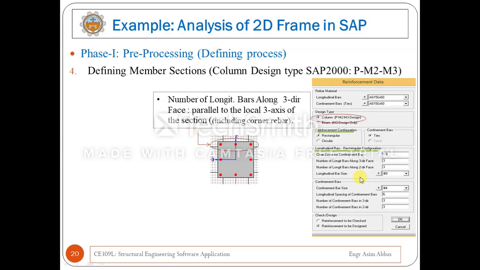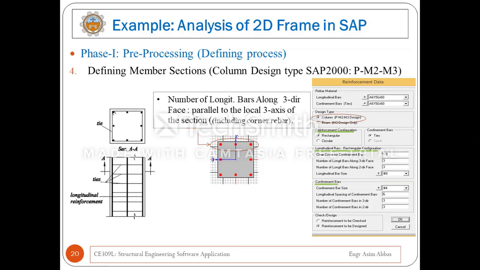right? Now confinement bar. Okay, the confinement bar, as I told earlier, is actually the ties or spiral. It encloses the main reinforcement, right? The first thing in the confinement bar is the confinement bar size. It is entered over here. Then longitudinal spacing of the confinement bar. What is longitudinal spacing of confinement bar? It is the distance between these two confinement bars, which is actually the tie, right?